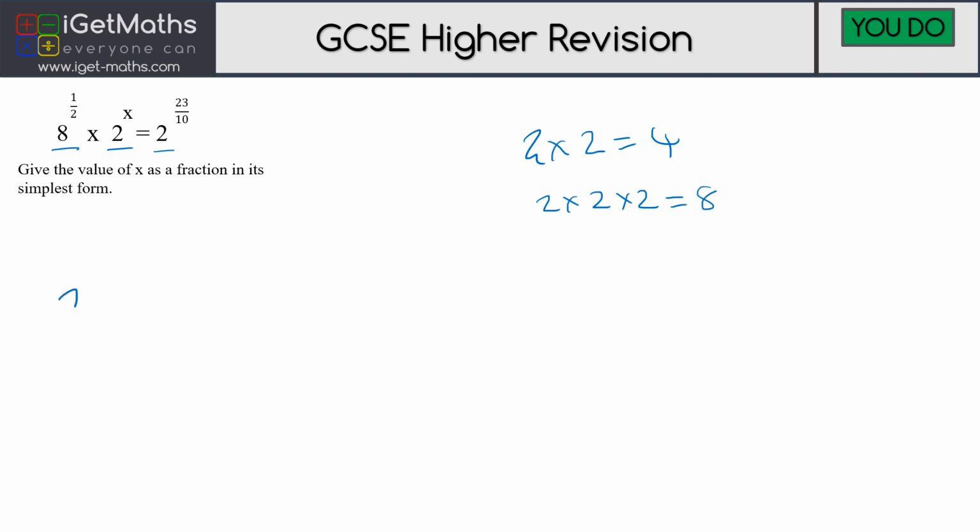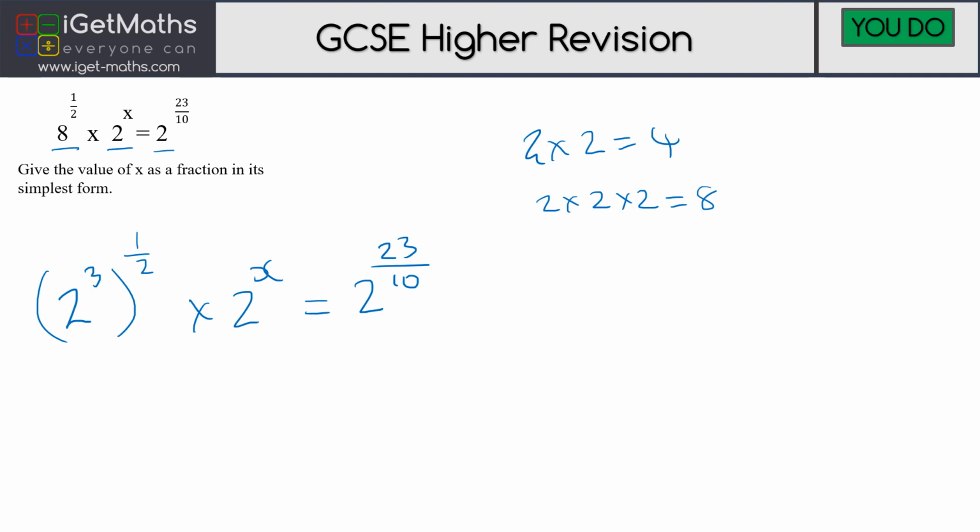So now you've got 2 to the power of 3, but you've already got this to the power of a half, so that is going to go on the outside. And then you've got times 2 to the power of x, and remember x is what we're trying to find out, and that will equal 2 to the power of 23 over 10.